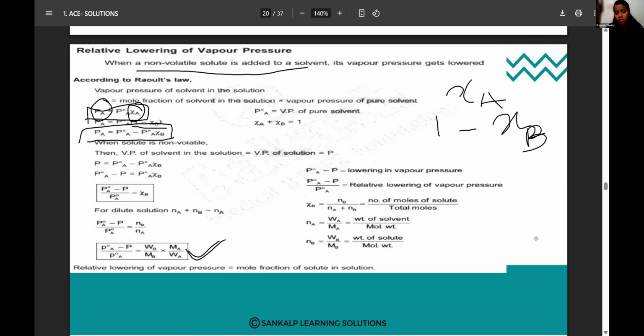This formula is important in this part, that is relative lowering of vapor pressure. P naught A minus P divided by P naught A is equal to WB by MB. Wait, in terms of 1 and 2 you study, guys. That will be easier, right? I'll give you that equation right now.